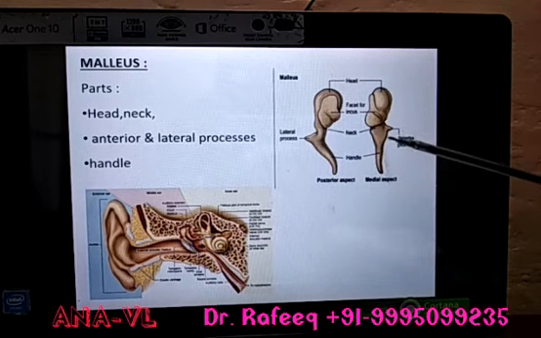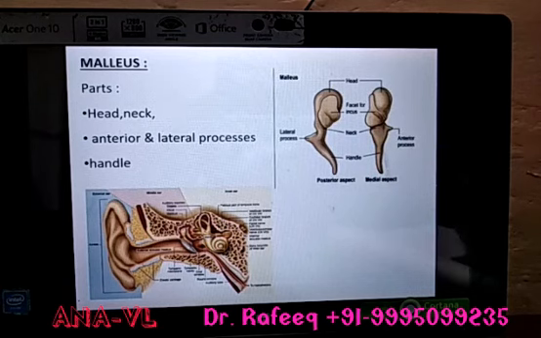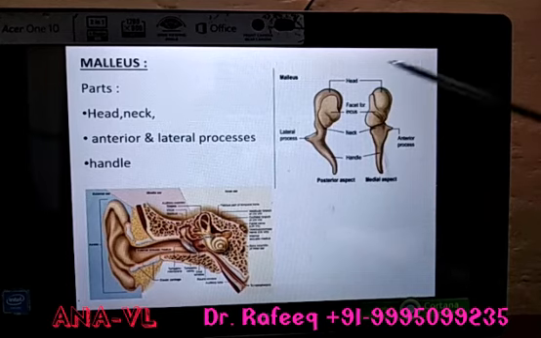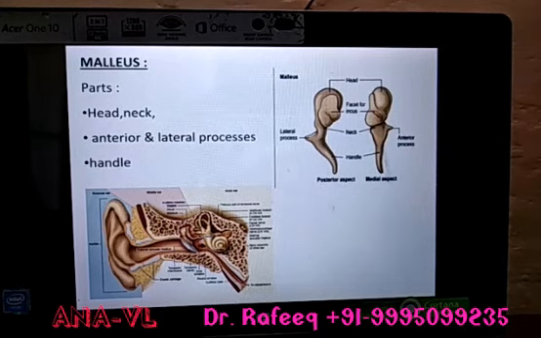And again we have the anterior process. This anterior process is providing attachment to a ligament called the anterior ligament, which will connect this anterior process to the petrotympanic fissure. So this is the anterior process. So these are the points to be remembered about the malleus.